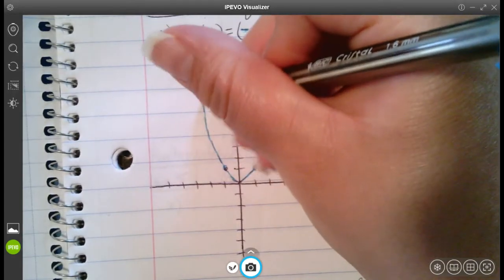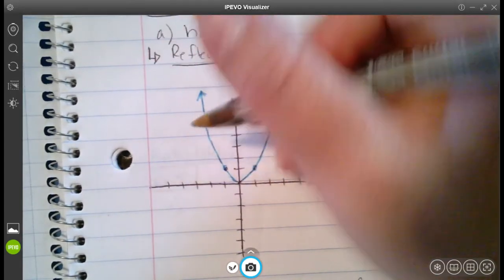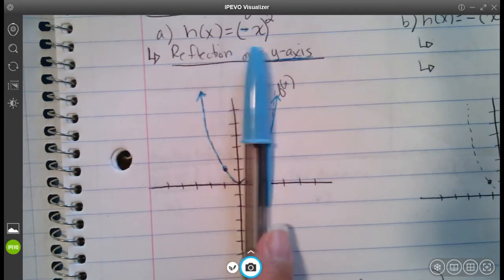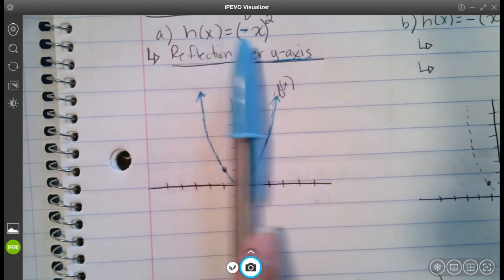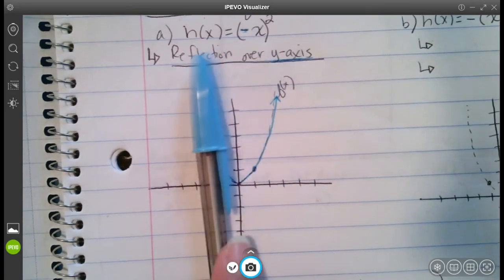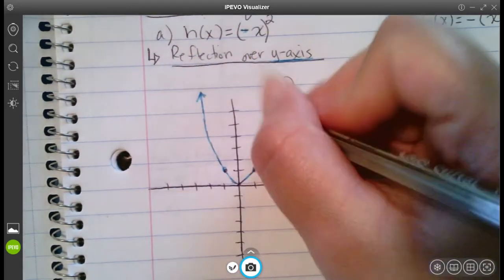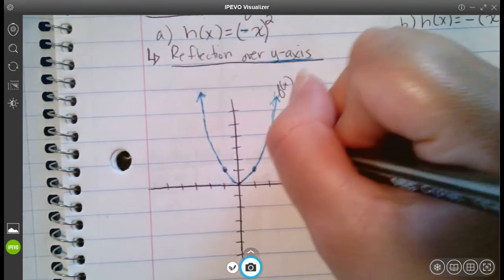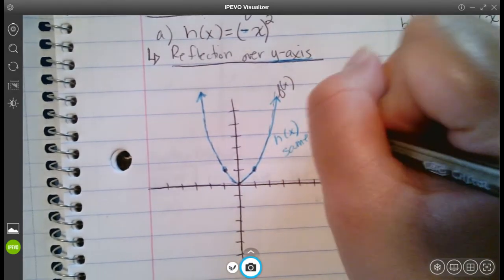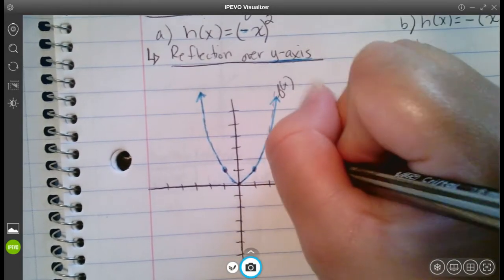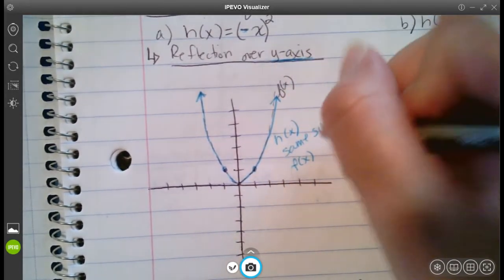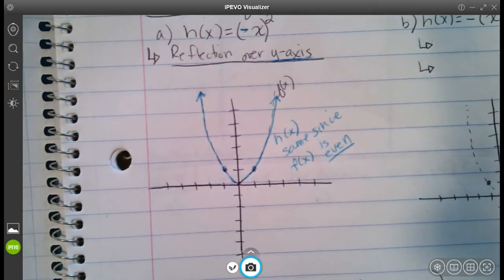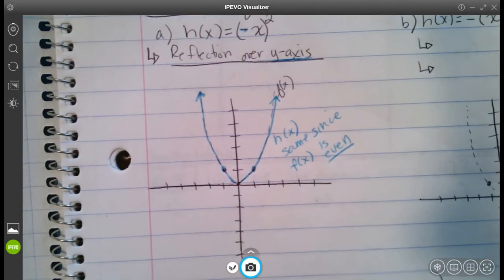And the reason that is so is because this graph has even symmetry. Remember that even symmetry is when the graph is perfectly mirrored on both sides like so, and reflects over the y-axis. So this one is going to be our h of x, and it's the same since f of x, which is our x squared, is even. So by definition, over the y-axis, that's our even symmetry right there.